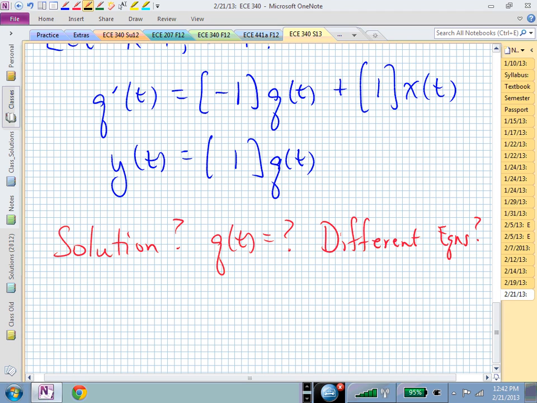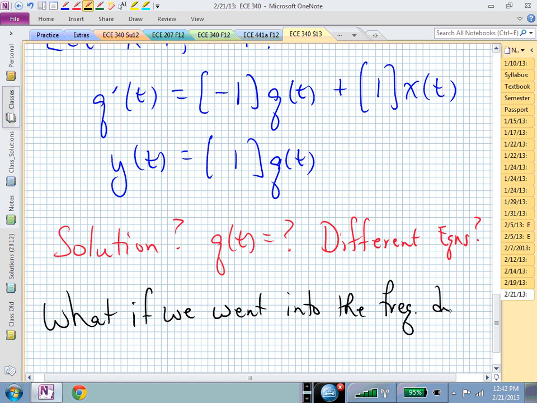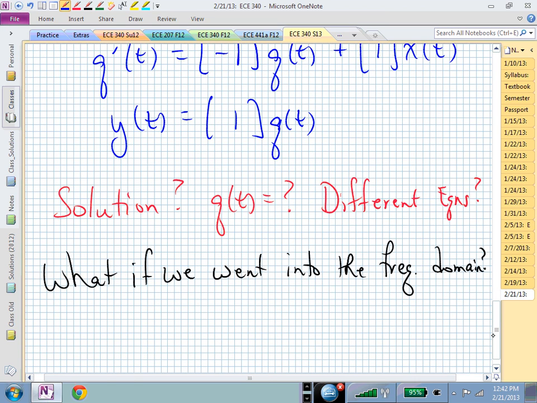Let's go somewhere where we are comfortable. This is the time domain. What if we take that into the frequency domain? Let's now go into the frequency domain. And now we need to Laplace transform a derivative. What happens when we Laplace transform Q prime?